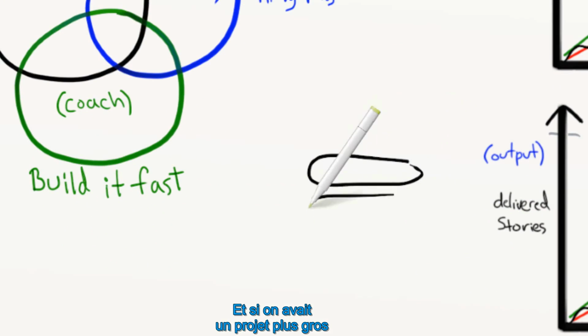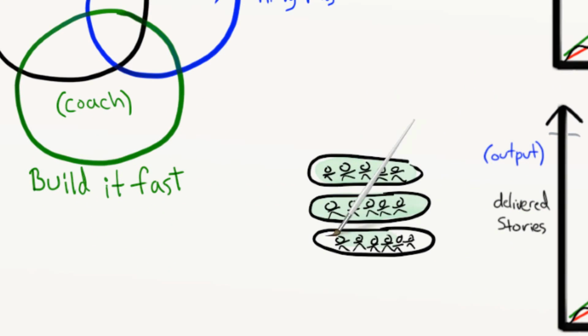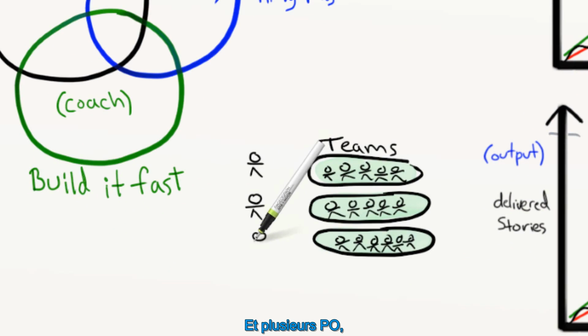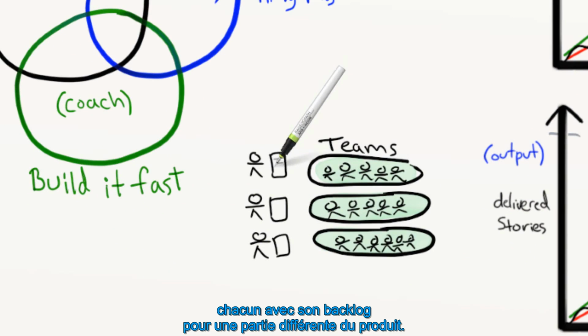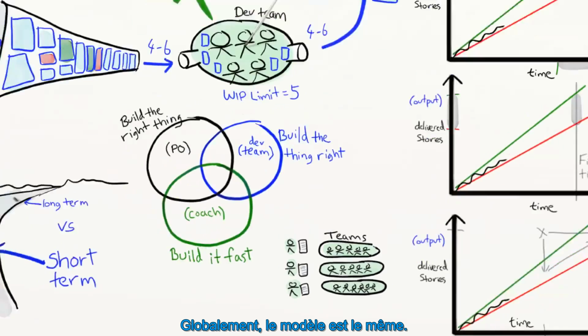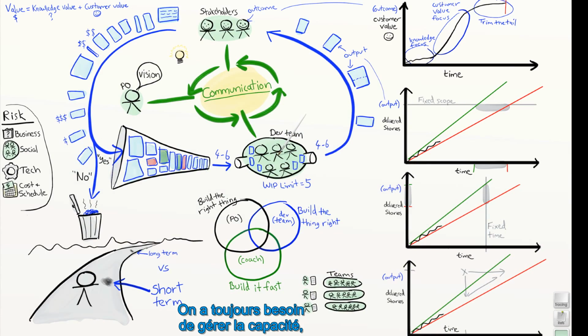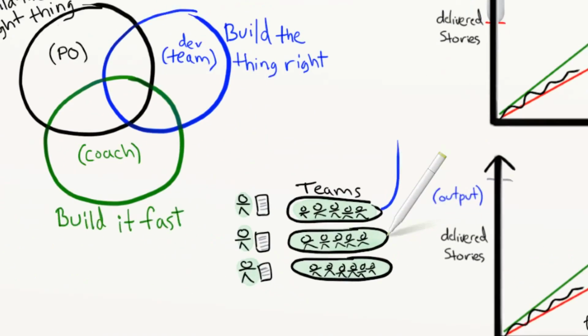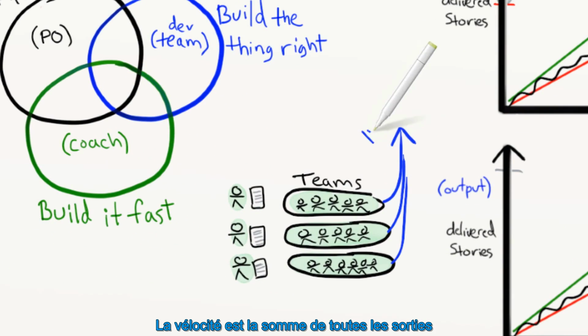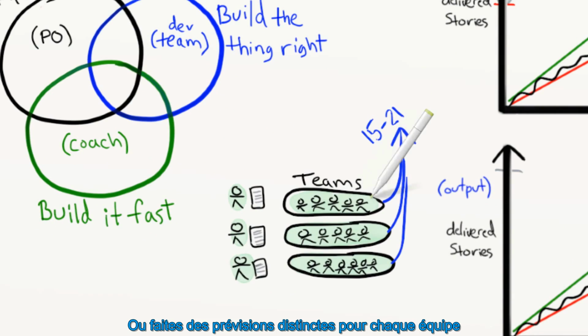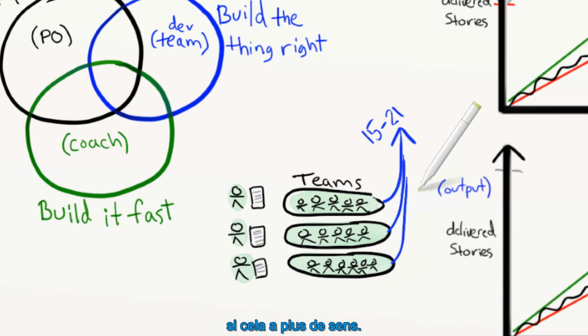Okay, what if we have a larger project with multiple teams? And we have several product owners, each with their own backlog for a different part of the product. Overall, the model is really the same. We still need capacity management, we still need stakeholder communication, we still need product owners who can say no. We still need backlog grooming. We still need a short feedback loop, etc. Velocity is really the sum of all output, so that can be used for forecasting. Or make a separate forecast for each team, if that makes more sense.